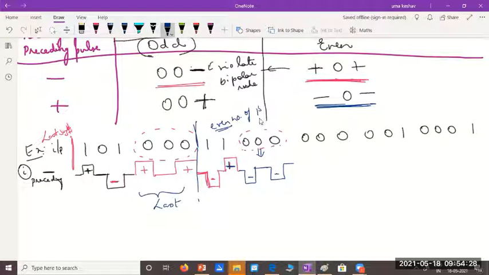If an even number of ones have occurred, I have to use either this or this as the replacement pattern. And when will I use plus 0 plus as the replacement pattern? If the preceding pulse was negative. Observe the preceding pulse here. Sorry, in this case, the preceding pulse was positive. So if the preceding pulse was positive, the replacement pattern I use will be minus 0, minus. So I'll replace these 3 zeros with minus 0, minus.